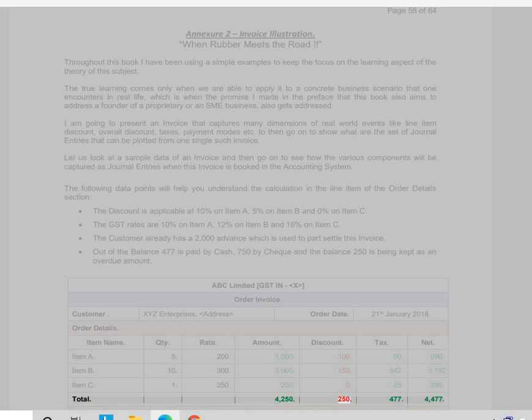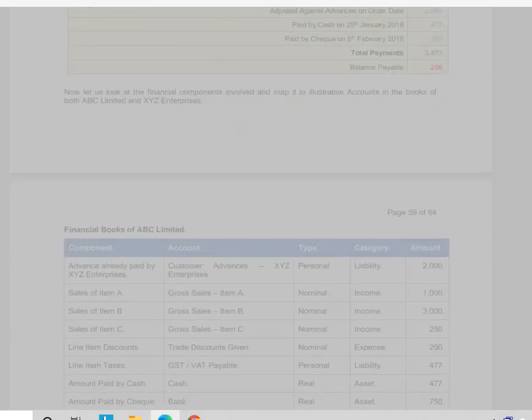Total: 4,250, 250, 4,477. Adjusted against advances on order date: 2000. Paid by cash on January 25, 2018: 477. Paid by check on February 8, 2018: 750. Total payments: 3,477. Balance payable: 250.